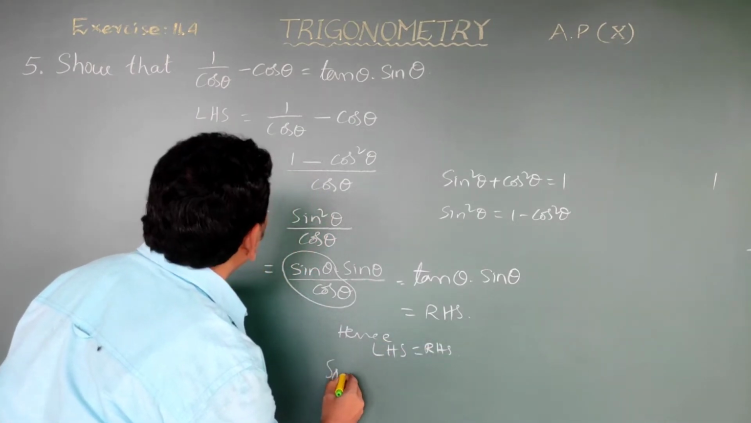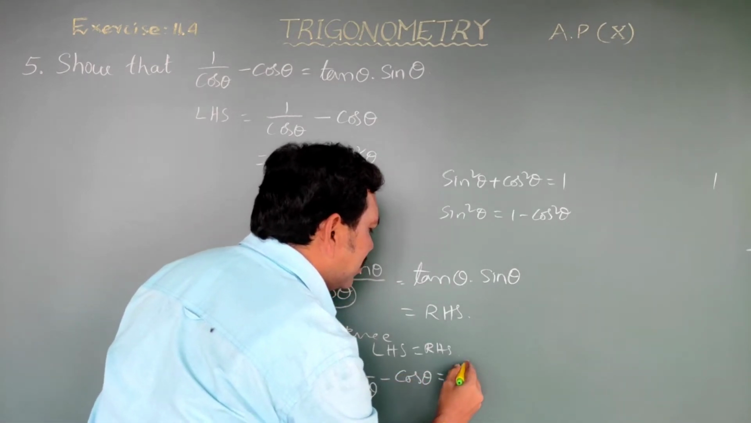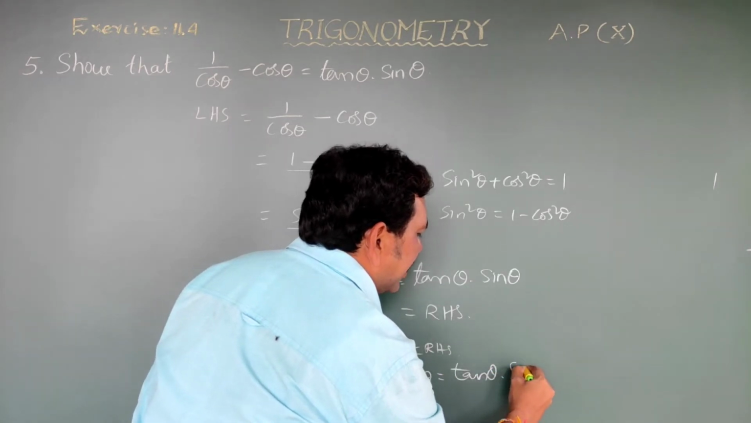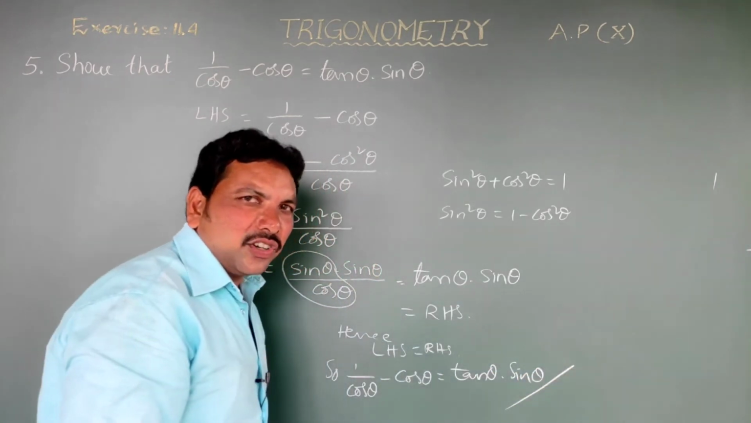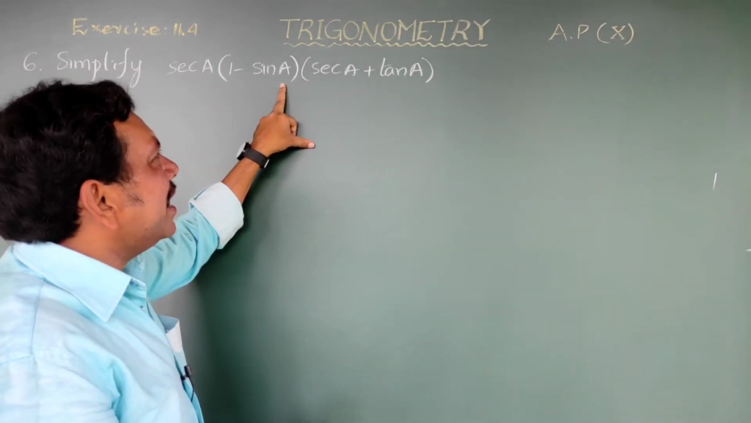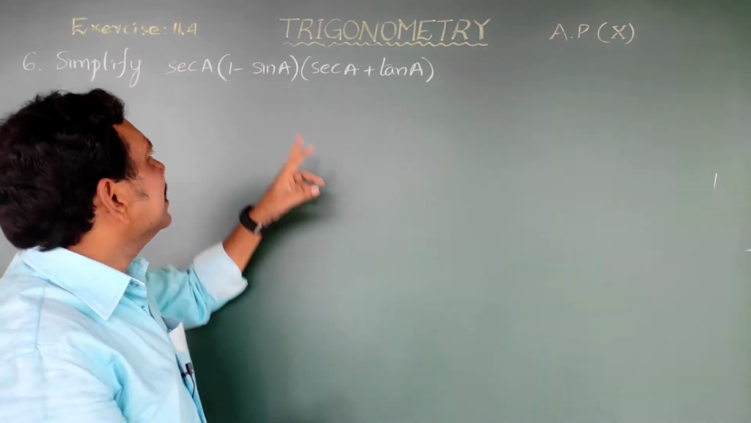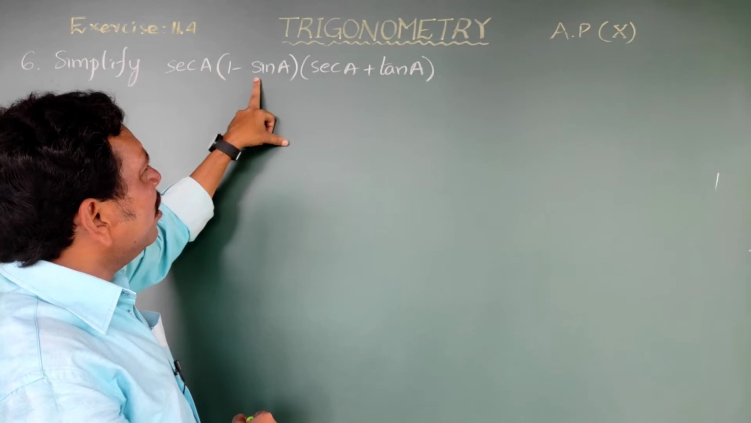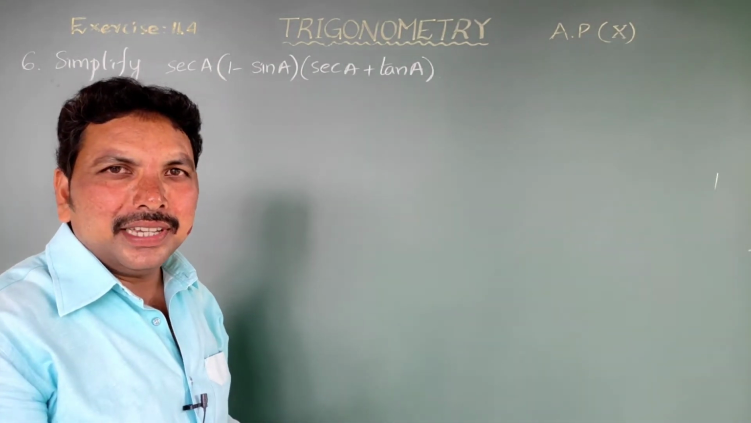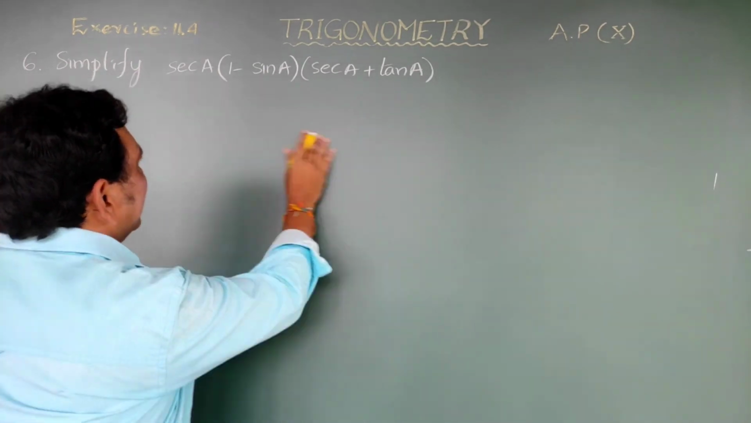So 1 by cos theta minus cos theta is equal to what? Yes, tan theta into sin theta. Understood clearly? Next, sixth question. Simplify secant A into (1 minus sin A) into (secant A plus tan A). How to simplify this one? Yes, let's simplify. Yes, try.